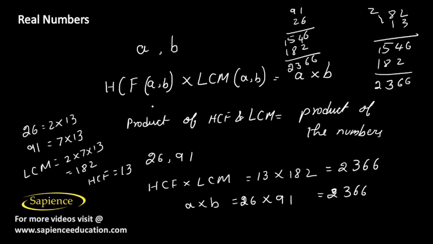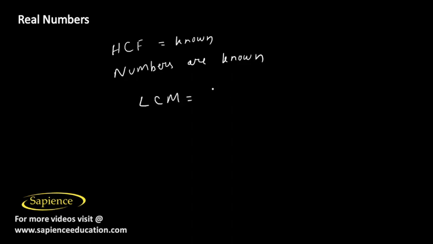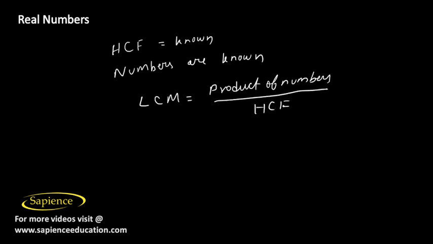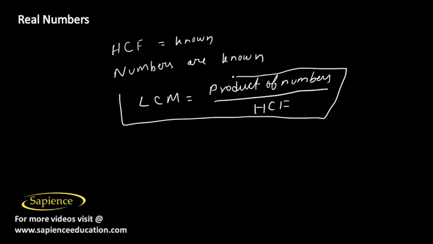So whenever in a problem the HCF is known and the numbers are known, we can find LCM. All we need to do is take the product of the numbers and divide it by the HCF of the two numbers. Let us try to solve such a problem.